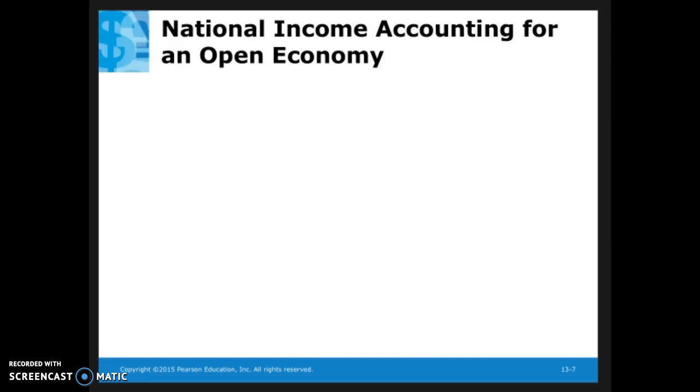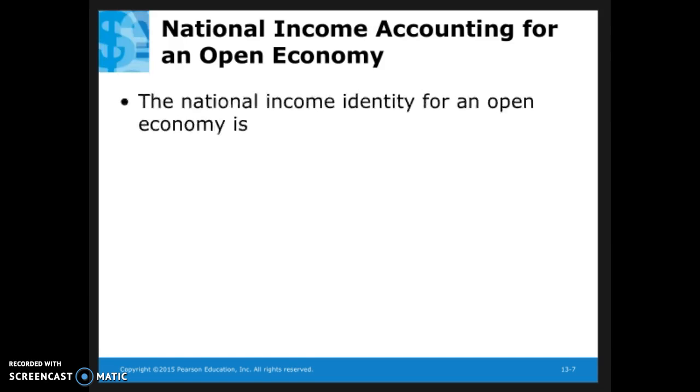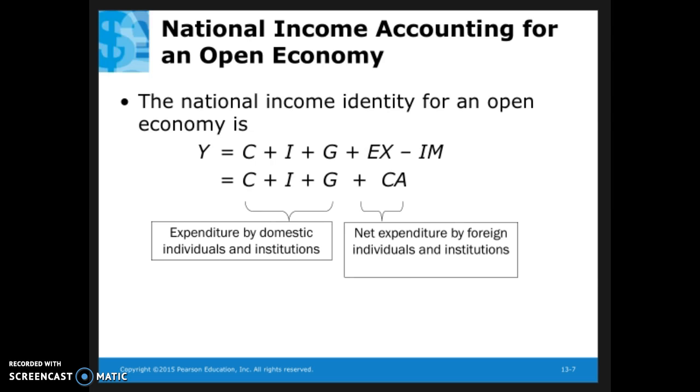So let's look at this in an open economy. We have this thing called national income identity for an open economy, which is Y, income, equals consumption, C, plus investment, I, plus government expenditures, G, plus exports minus imports, which equals C plus I plus G, and we can label the difference of exports and imports as CA, which stands for current account. So we have expenditure by domestic individuals and institutions, and we have the net expenditure by foreign individuals and institutions.